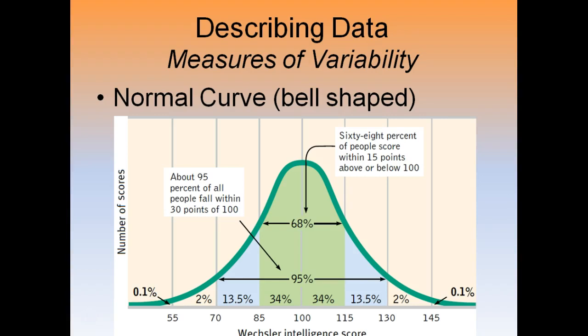Now, you can expand it out to another standard deviation. If you go out one more standard deviation, then that should include an additional 13.5% that will take you from the 115 to 130 mark and from the 85 to 70 mark. So total, 95% of the people should fall within two standard deviations of the mean.